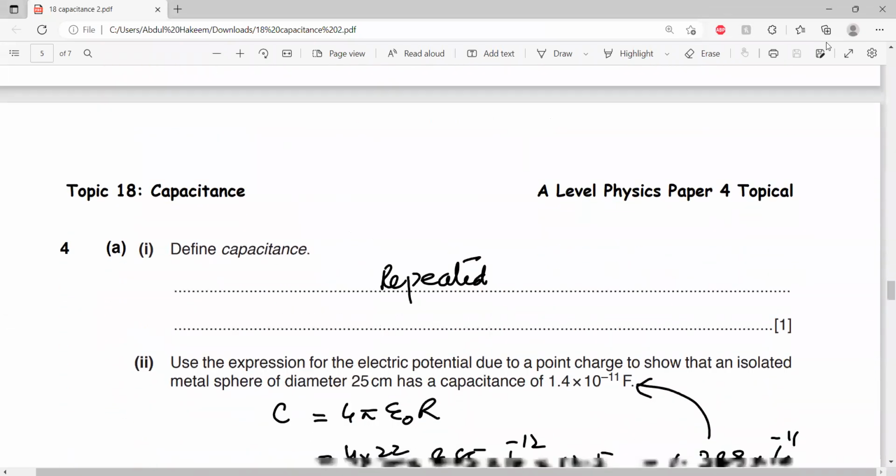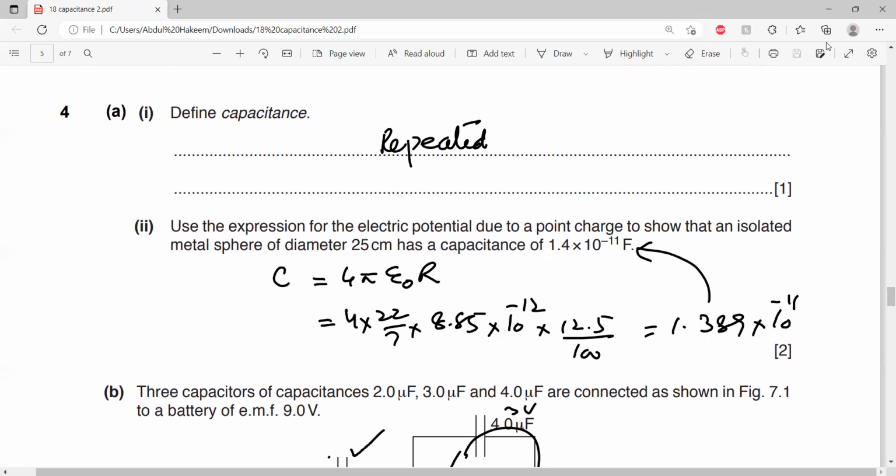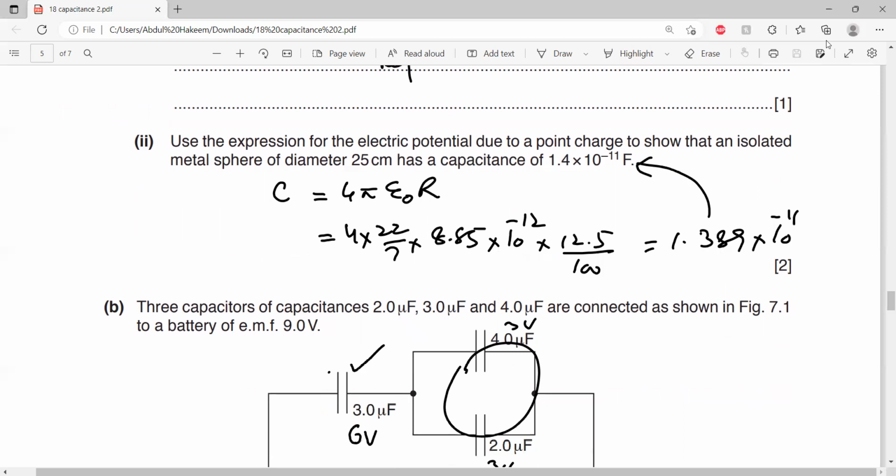Okay, next question. Question number 4. Define capacitance. It is the ratio between the charge on one plate of the capacitor and the potential difference between both plates of the capacitor. The next part is: use the expression for the electric potential due to a point charge to show that an isolated metal sphere of diameter 25 centimeter has this capacitance. So we have already done that. The capacitance of the charged sphere is 4 pi epsilon naught R.